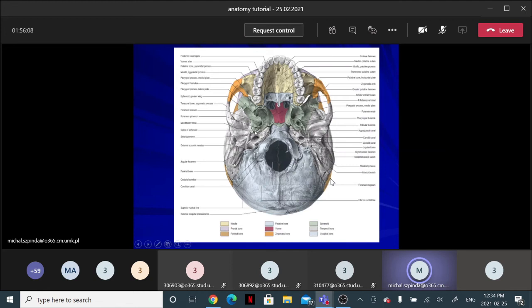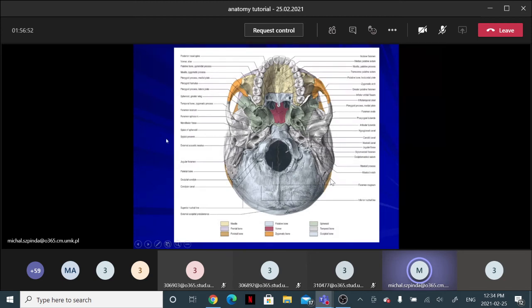Just between the greater wing and the petrous temporal bone is a groove on both bones for the pharyngotympanic tube or auditory tube, its cartilaginous part, or eustachian tube. So sulcus for auditory tube refers to both the anterior border of the petrous temporal bone and the posterior border of the greater wing.